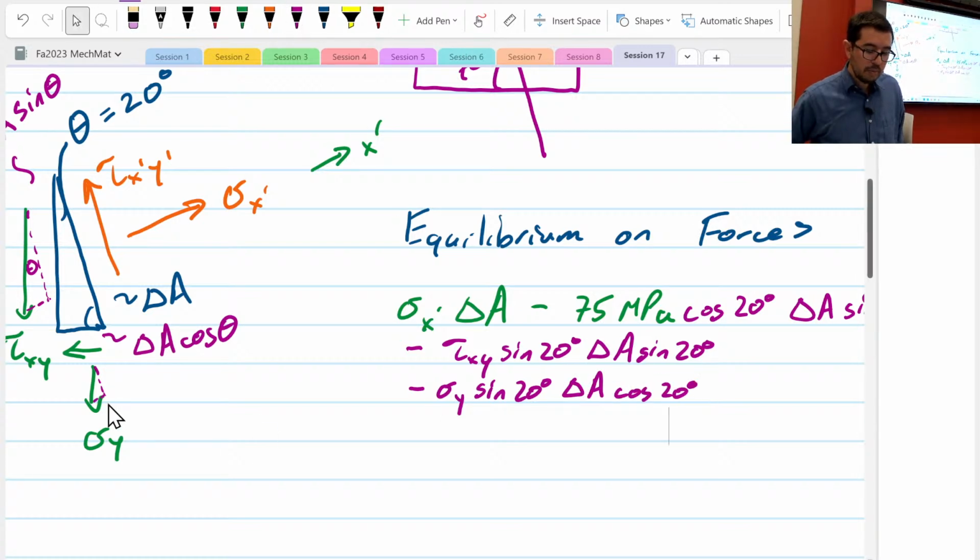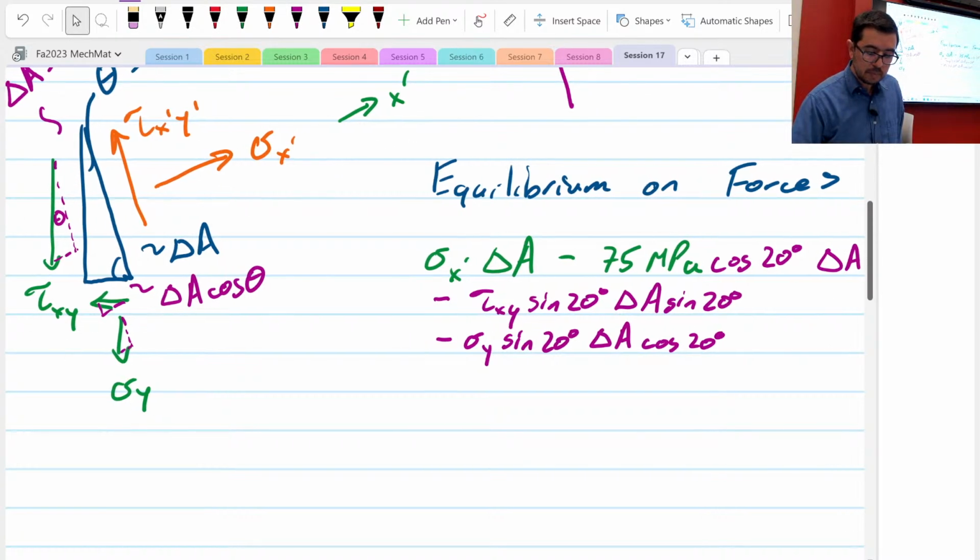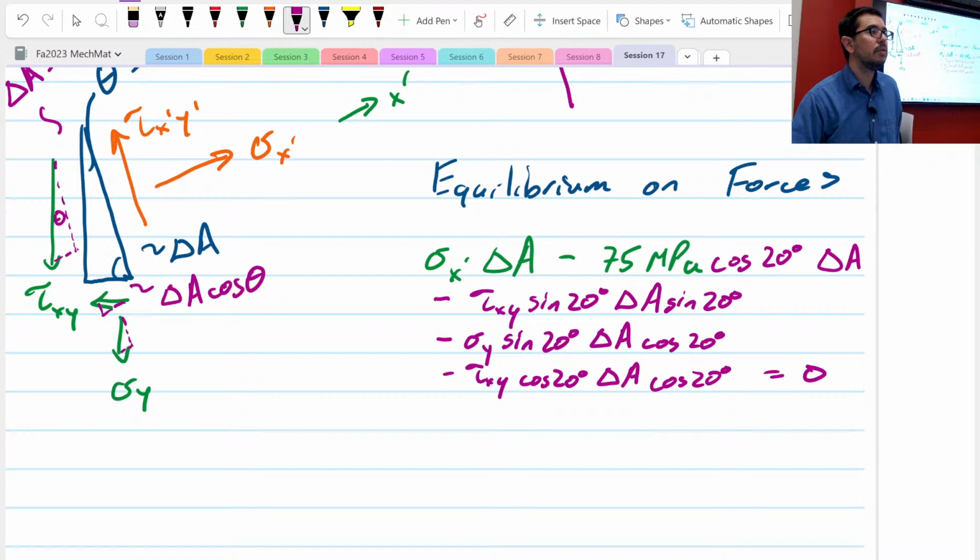Okay? And then there's one more, the tau xy. All right? And in this case, what am I interested in? I'm interested in a component that does this. That's going to give me a cosine on this side, okay? That lines up with that. And it's minus tau xy cosine of 20 degrees on the delta A cosine face. And this all equals 0.